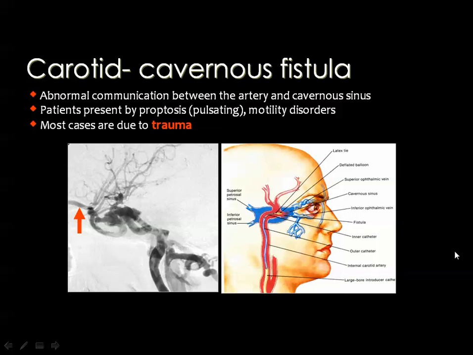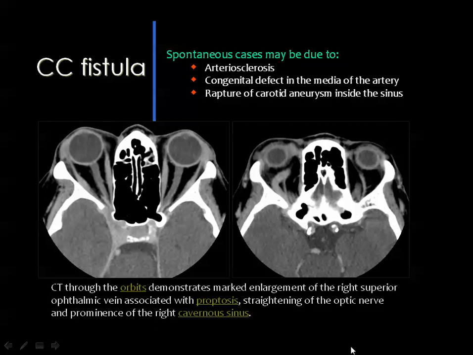Most of the carotid cavernous fistulae are secondary to trauma, but sometimes there is no history of trauma, and the cause may be due to arteriosclerosis or congenital defect in the media of the internal carotid artery, or there is a carotid artery aneurysm that has ruptured inside the cavernous sinus.